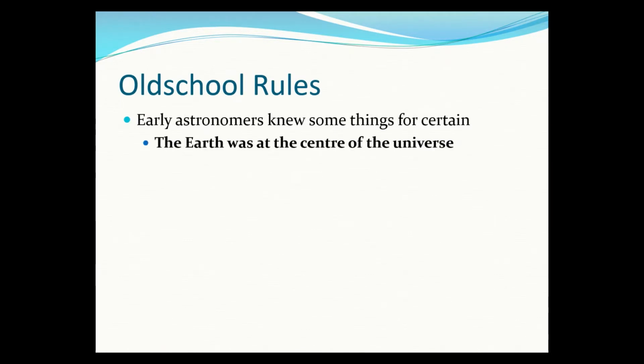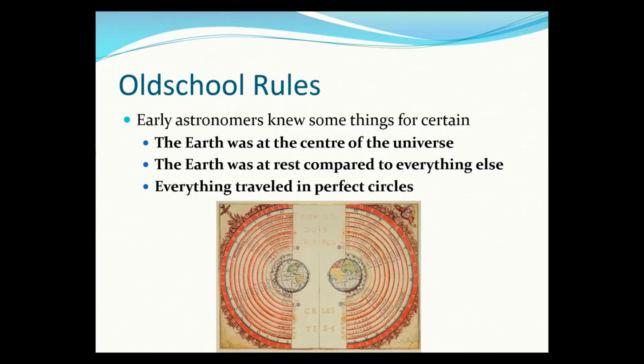They knew that the Earth was the center of the universe. They knew that the Earth was at rest compared to everything else. And this made a lot of sense, right? If you lay down and you look up at the night sky, well, the moon moves, the sun moves throughout the day, everything's moving, but are we moving? No, right? We don't feel like we're moving, so this must be true. And they also knew that everything traveled in perfect circles because God created the heavens, and everything was perfect, so they had to move in perfect circles. So these were early models of the Earth at the center of the universe and everything going around it.